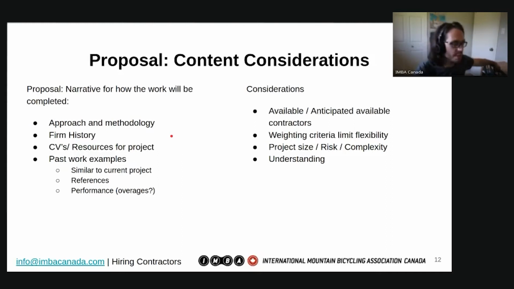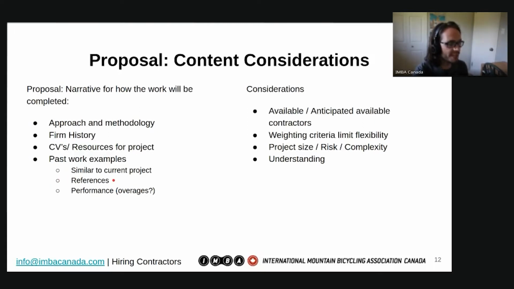And then this is an important part as well. Firm history, who's going to be working on it, some past examples of projects that have been successful. This, I think, is important to get right, where you're asking for past examples that are similar to your current project. If you've got lots of rock work, then you'll probably want to know that the proponent will be able to handle that. What's their experience with rocks, with any kind of mechanized rock tools? You'll want to look for something like that.